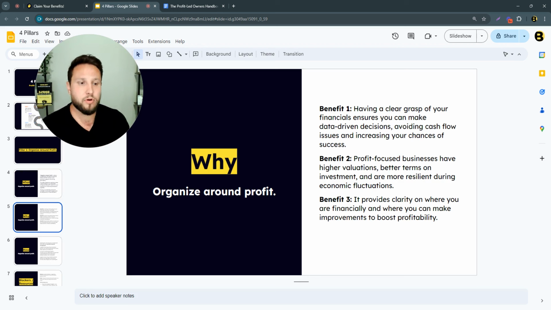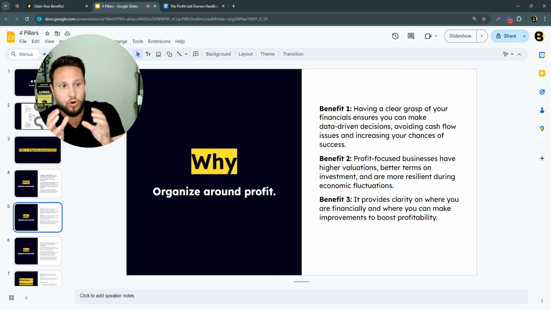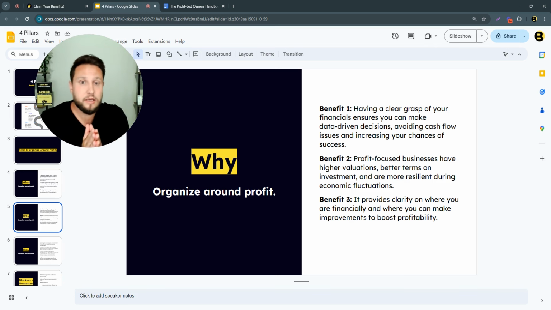So why is it important to organize around profit? Well, organizing around profit gives you a clear grasp of your financials to make sure that you're making and taking data-driven decisions inside of your business, avoiding any potential cash flow issues, which ultimately we know that lack of capital and realistically lack of cash flow are the top causes for the majority of businesses to fail, to go out of business. And we know statistically, upwards of 50% or more of small businesses are going out of business within those first 5 years.